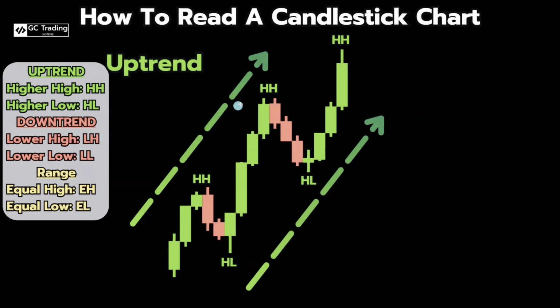What do these mean? So you can see right here, this level right here, this high is higher than the previous high, which is right here, right? And then this low right here and this low, you can see that this low is higher than this previous low. Okay, and then this high right here is higher than this previous high. So that's kind of how you can identify that uptrend.